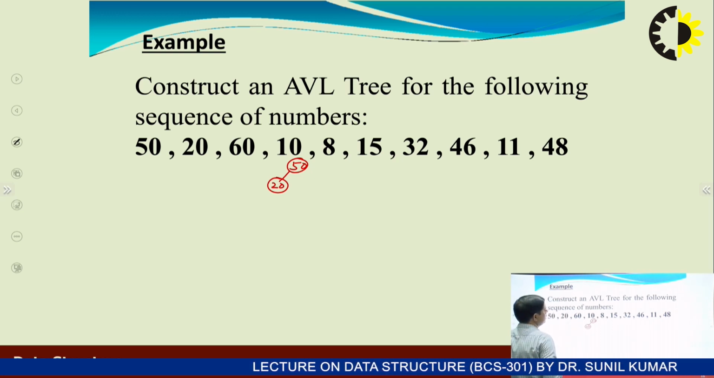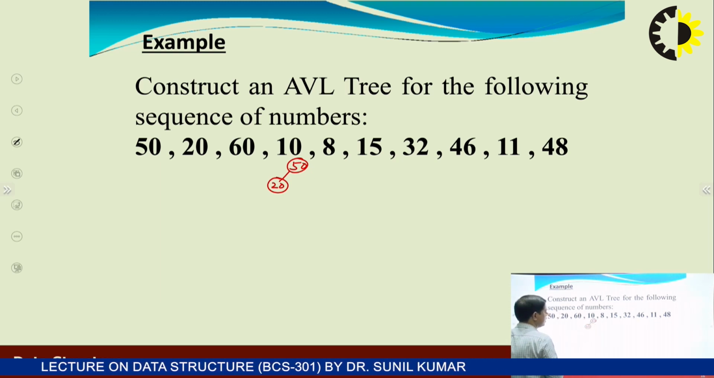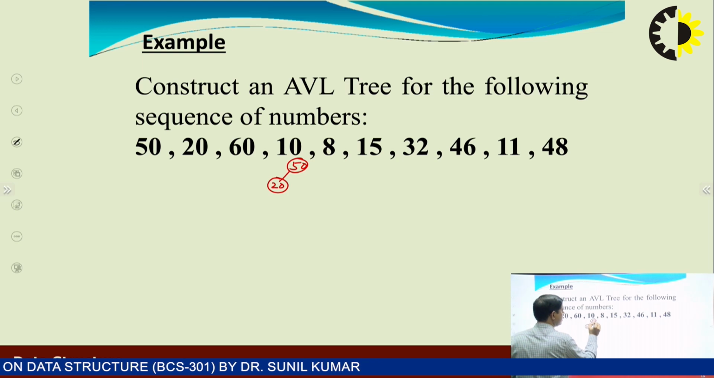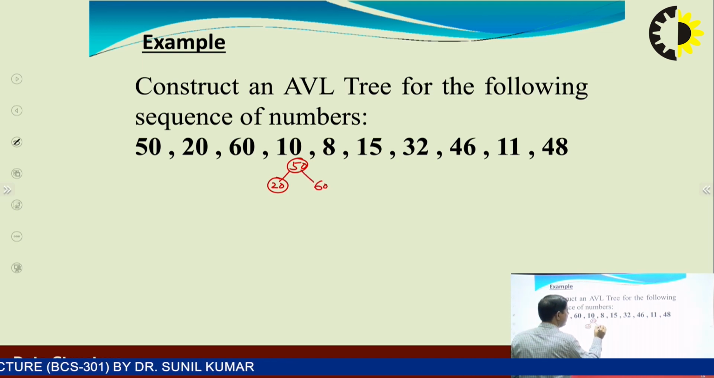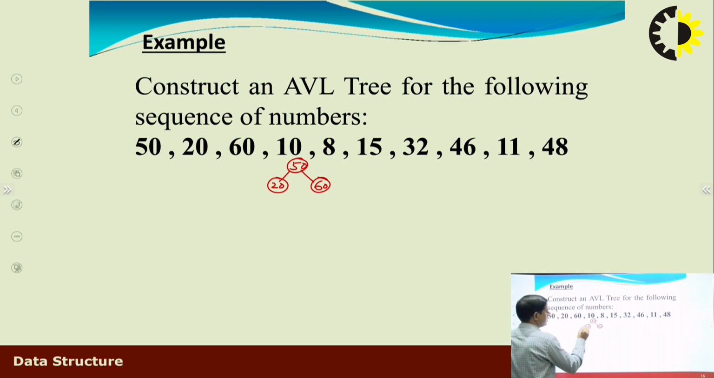Then we have to insert 60. Then in that case, 60 will be compared with the root node, that is 50. Because 60 is greater than 50, it will be the right child. And after each insertion, we have to check the balancing factor. If we are calculating the balancing factor here, then for 20, balancing factor is 0. For 60, balancing factor is 0. And for 50, height of left subtree minus height of right subtree, that is balancing factor, is also 0.